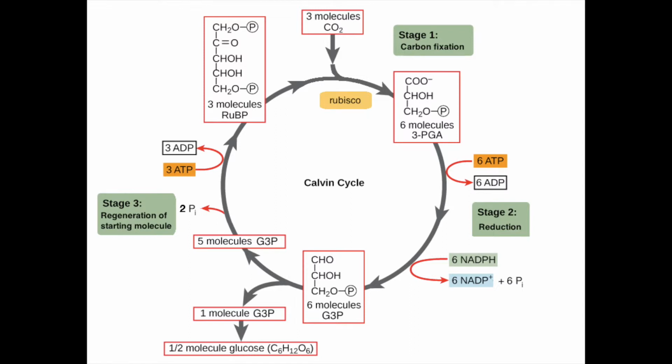The first stage is carbon fixation. CO2 enters through the stomata of chloroplasts and diffuses into the stroma. An enzyme, rubisco, acts as a catalyst for a reaction between CO2 and the molecule RuBP, ribulose bisphosphate. This reaction forms a 3-carbon compound called 3-PGA.